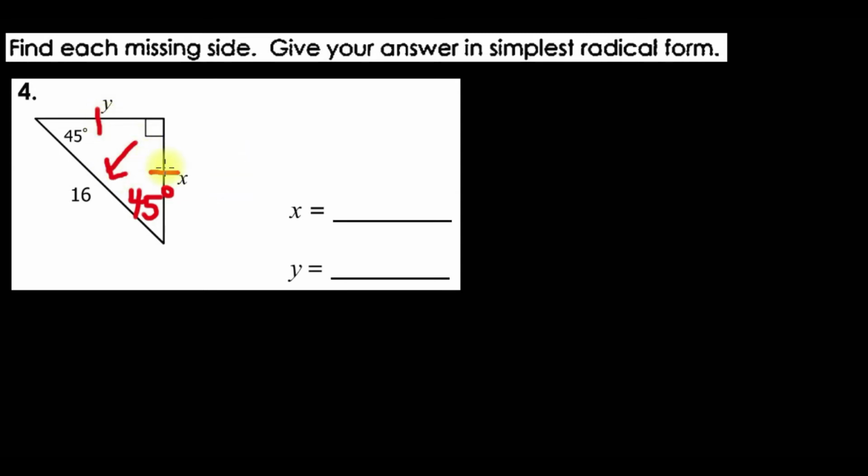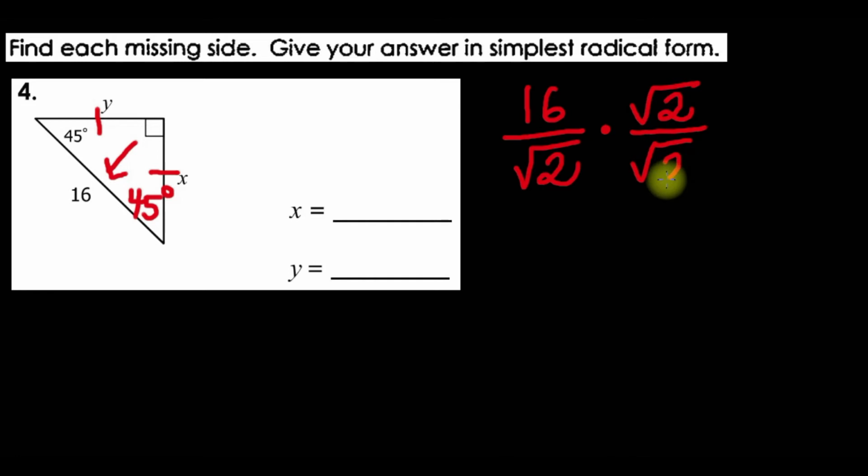Now if you know x and y and you want to find the hypotenuse, you would multiply by square root of 2. But because we're given the hypotenuse and we want to come up with x and y, instead of multiplying by square root of 2, you want to divide by square root of 2. So that's going to be 16 divided by square root of 2. It's just the opposite of multiplying by square root of 2. You have to rationalize because you cannot have a square root in the denominator. To rationalize this, you would multiply by square root of 2 over square root of 2.